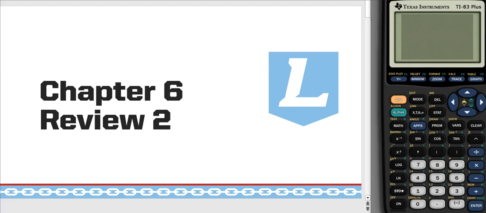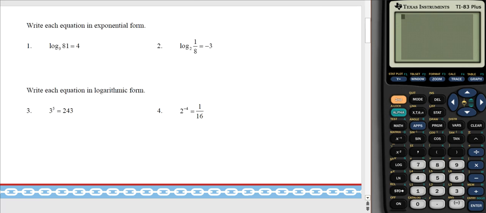All right, so looking at chapter 6, review number 2, preparing for the second quiz in chapter 6. This section of the chapter focused on logarithms, and that's what this quiz is going to be on. The first two sections are about switching between exponential and logarithmic forms. So it is important that we remember this basic concept, right?